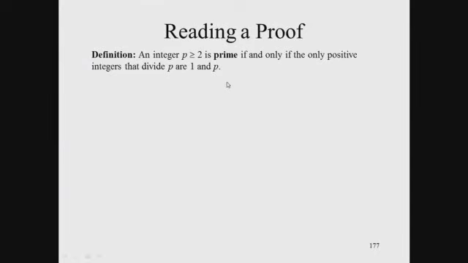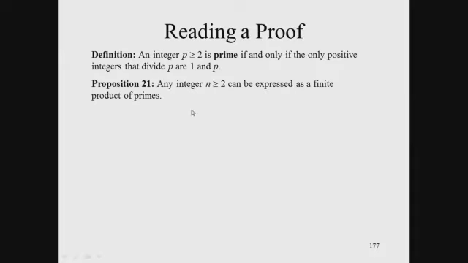Let's take an example of doing that in the context of reading a proof. Here's the definition of a prime integer. An integer p greater than or equal to 2 is prime if and only if the only positive integers that divide p are 1 and p. And here's what we want to prove. Any integer n greater than or equal to 2 can be expressed as a finite product of primes.